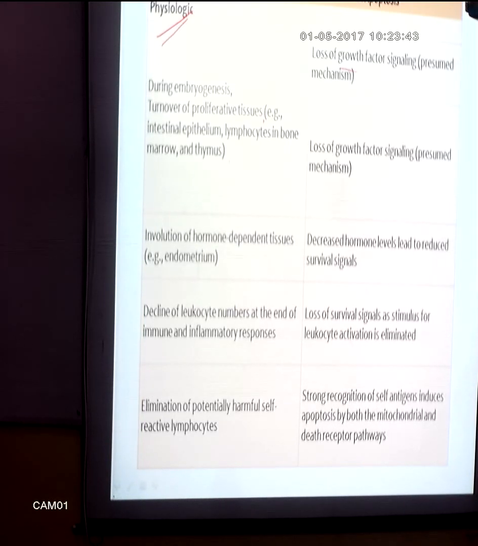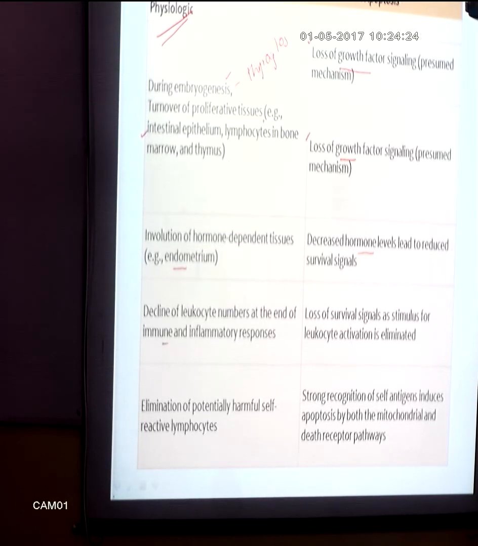Loss of growth factor signaling is the presumed mechanism for embryogenesis, that is the disappearance of the thyroglossal duct or notochord, as well as turnover like intestinal epithelium, skin epithelium, the lymphocytes, and the thymus regression. All these are due to the mechanism of loss of growth factor signaling. And as is easily understood, in the endometrium, when the hormonal levels are reduced, it will result in apoptosis.